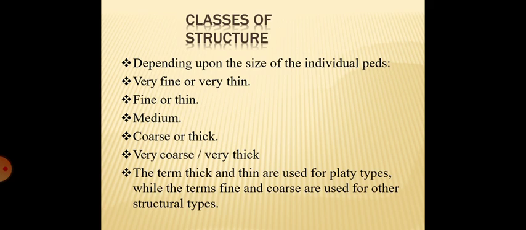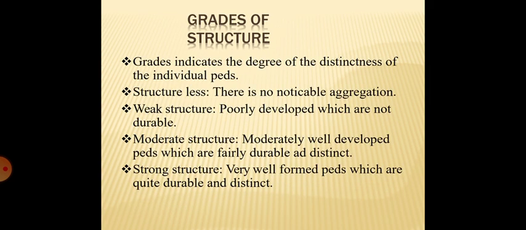There are some classes of structure depending upon the size of the individual peds: very fine or very thin, fine or thin, medium, coarse or thick, very coarse or very thick. The terms thick and thin are used for platy types, while the terms fine and coarse are used for other structural types.